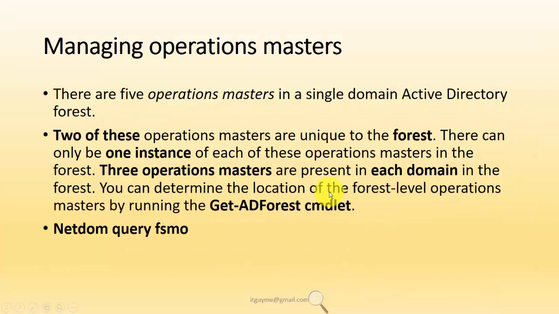So this is FSMO. Let us go ahead now. These are all called flexible single master operations. We cannot have a copy of them. These roles cannot be redundant. You can have two, three, four domain controllers for DNS and Active Directory, but you cannot have a copy of these roles. They do tasks or operations unique to them, that can be performed by just one entity. Two of these operations masters are unique to the forest, with only one instance of each. Three operations masters are present in each domain.